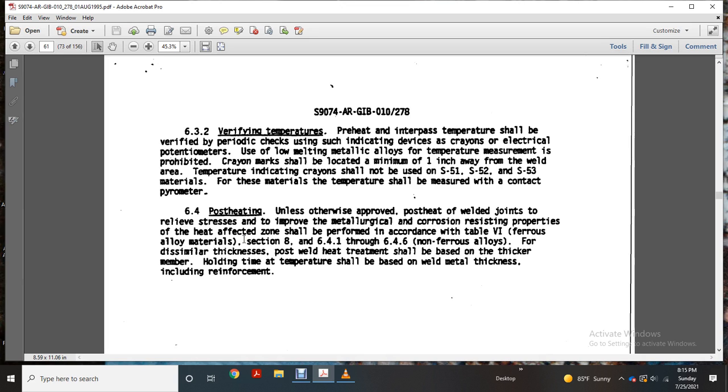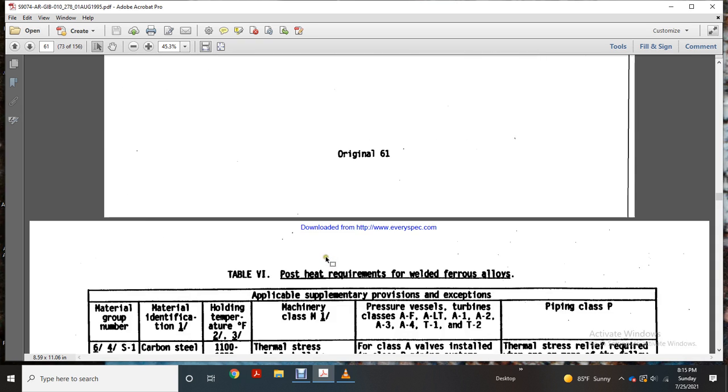Post-heating, unless otherwise authorized, approved post-heating of the weld joint is for stress relief and to improve the metallurgical corrosion-resistant properties. All heat affected zones should be performed in accordance with Table 6 for the ferrous alloy materials, Section 8, and 641 through 646 for the non-ferrous alloys. For dissimilar thickness, the post-weld heat treatment shall be based on the thicker member. Hold time and temperature shall be based on the weld metal thickness, including reinforcement.